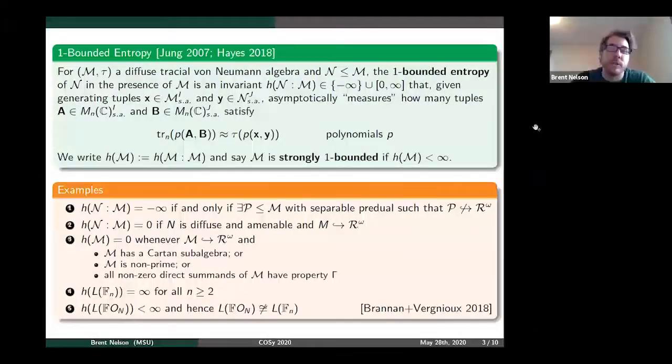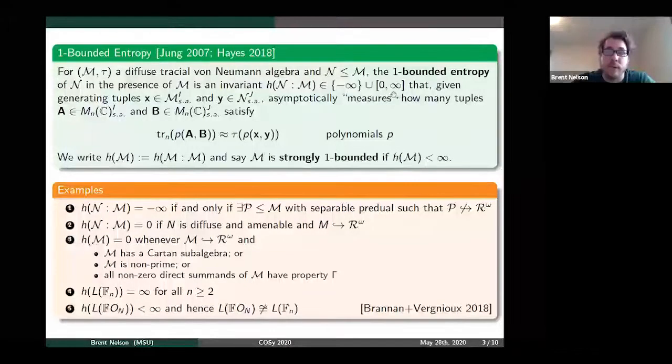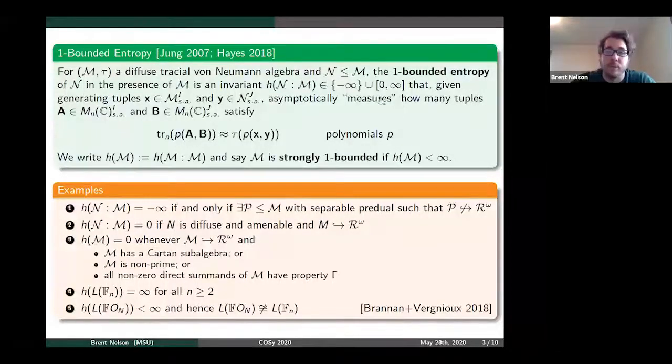I should also mention that the only cases where this quantity has been computed, it's shown to be either 0 or infinity, so it could very well be that those are the only values it actually takes, but there's a priori no reason to suspect that it couldn't take something strictly between these two values.